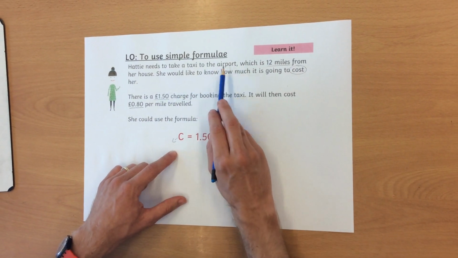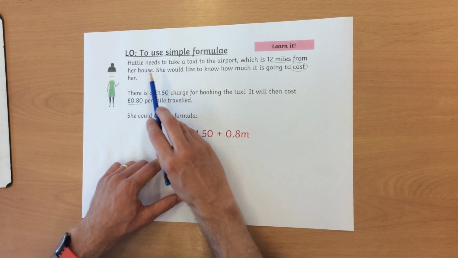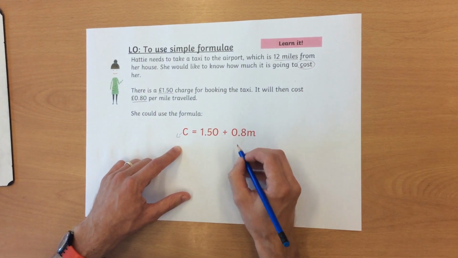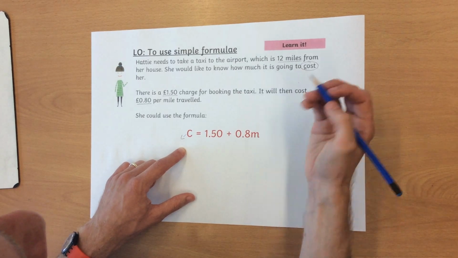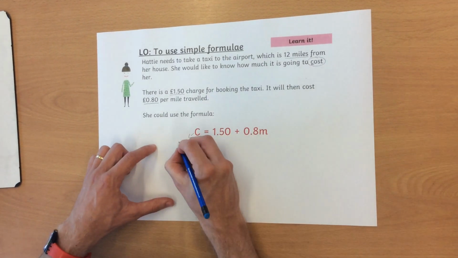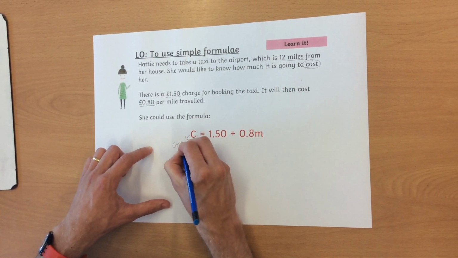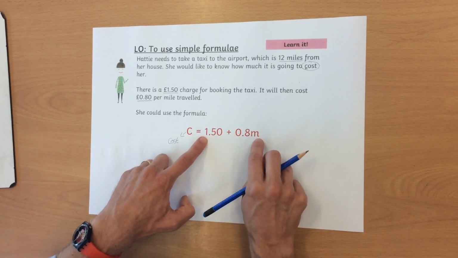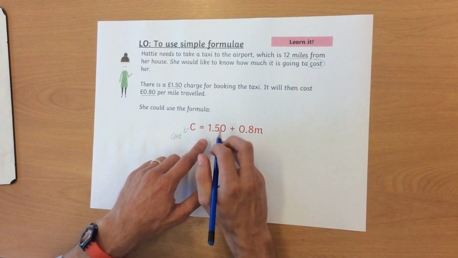Hattie needs to take a taxi to the airport, which is 12 miles from her house. She would like to know how much it's going to cost her. The cost is what I'm trying to calculate. So I think C is the same as cost. Okay, so I understand this now. An equal sign, so all this added together will equal the cost.